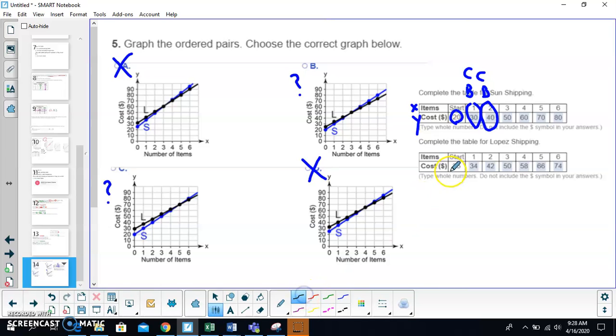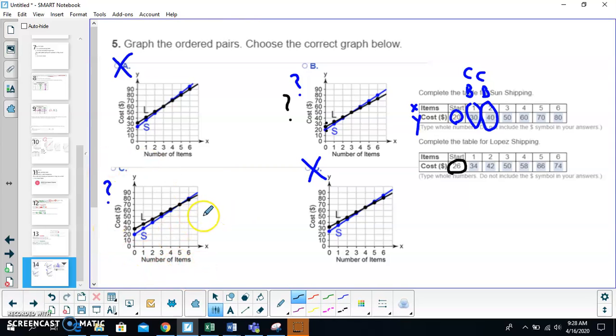So we're going to start at 26 for Lopez Shipping, and I'm going to make sure that in B and C they start at 26. Now if the black line does not start at 26, then we can use process of elimination and find our answer right away. We don't even need to check the rest, okay? So for B, I see that this black dot is in between 20 and 30. Well, 26 is in between 20 and 30, so that also could be our answer.